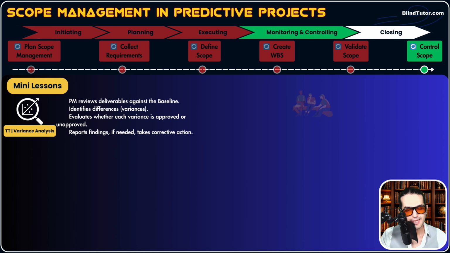Four steps. Step number 1, you review completed deliverables against the scope baseline. You have completed deliverables, and this is a scope baseline. This is the actual work that the team has done, and this is the planned work that all parties agreed upon in the scope baseline. Now in step 2, you identify the difference, by which I mean variances between planned and actual work.